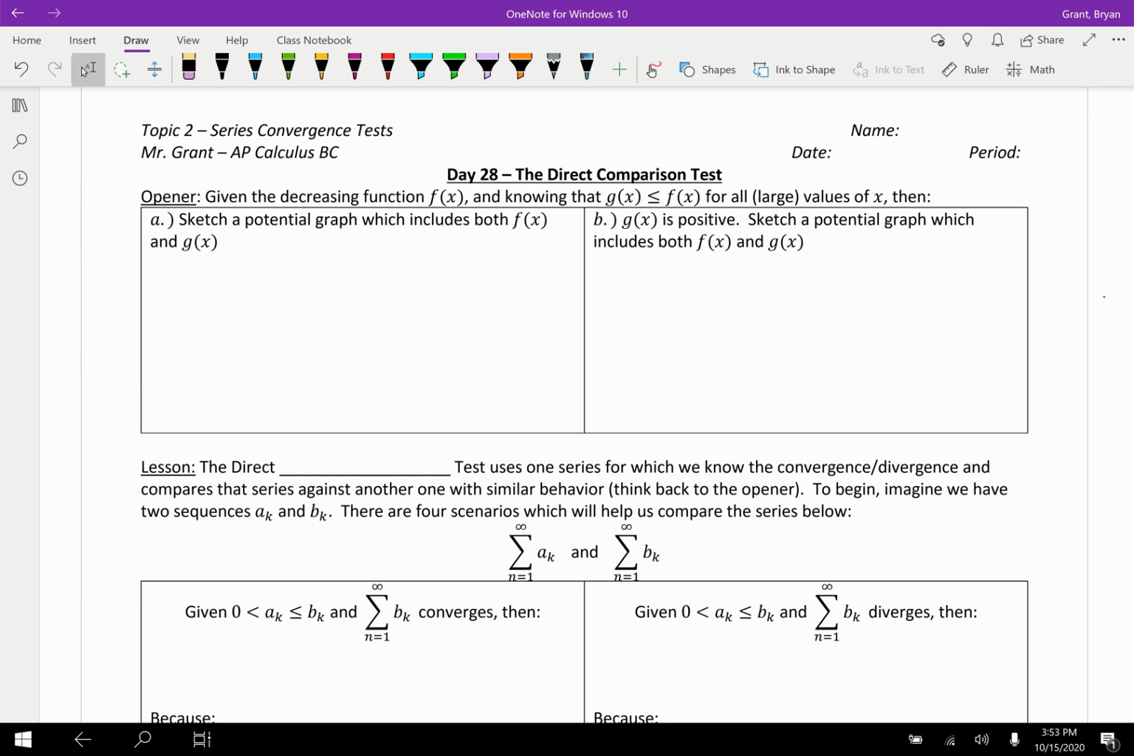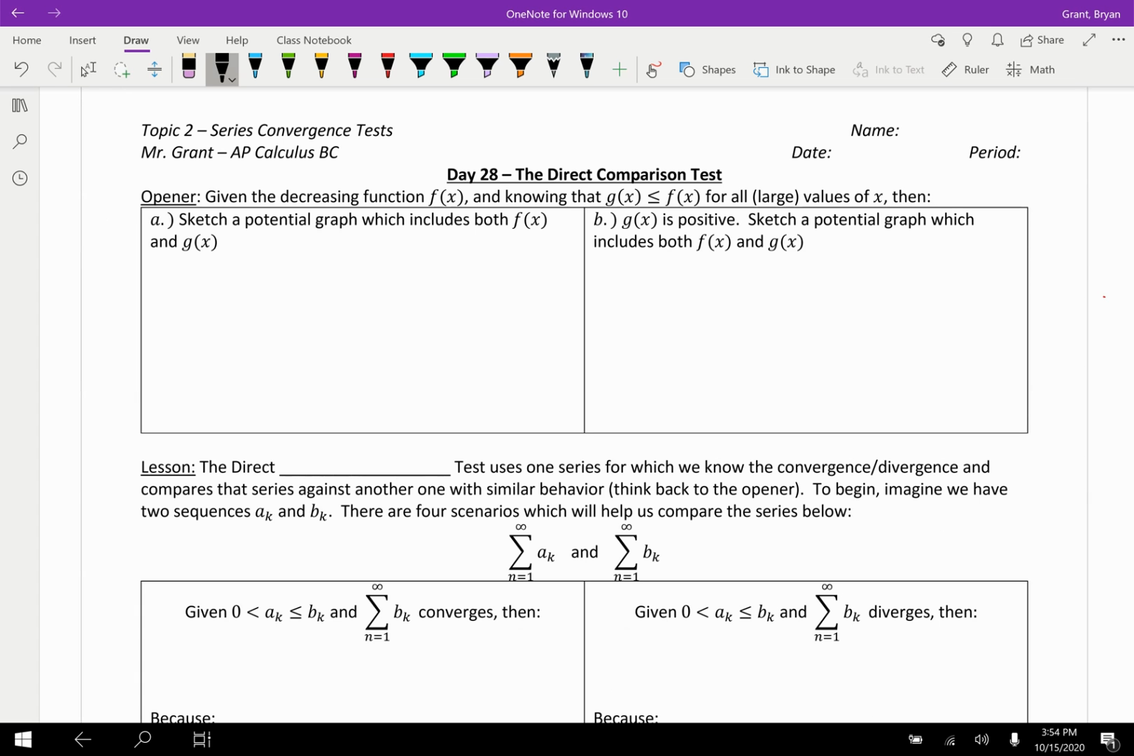There's an opener, and we have a decreasing function f of x, and we're also going to know that a function g of x is less than f of x for all large values of x. So go ahead and sketch first a potential graph that includes both f of x and g of x on the same coordinate plane, and then a second one where we assume that g of x is always positive. Okay. And I will show you what I mean once you try it and unpause.